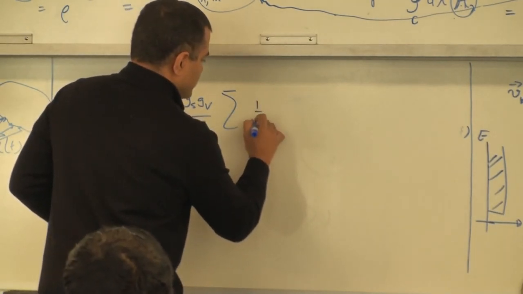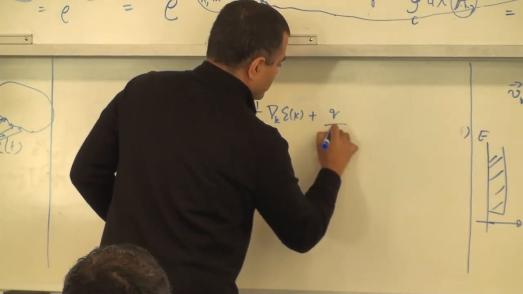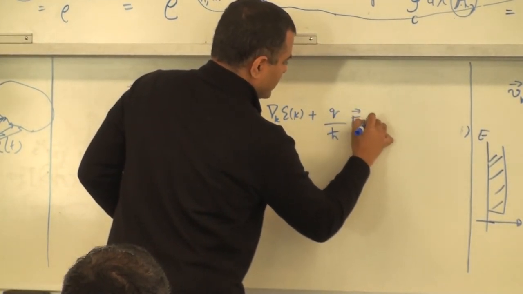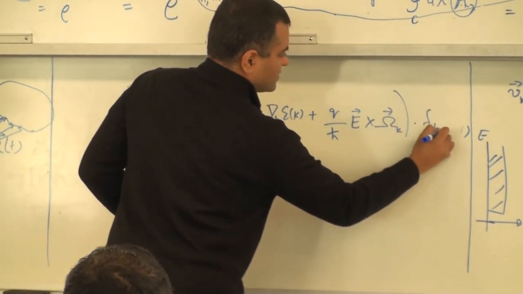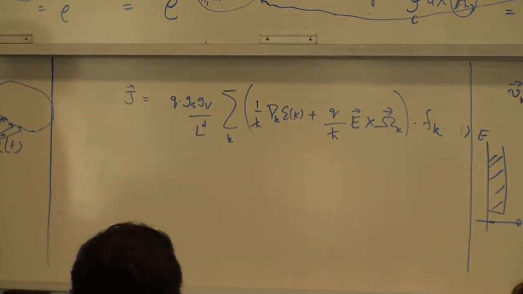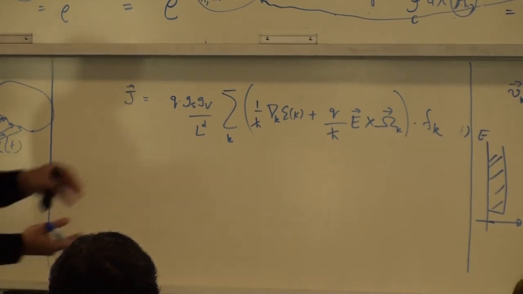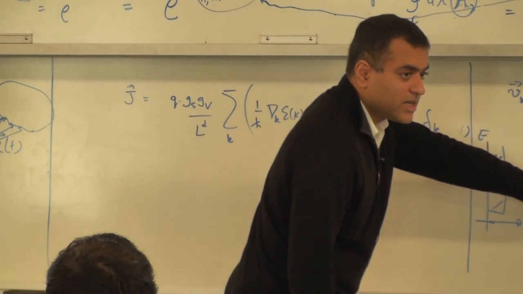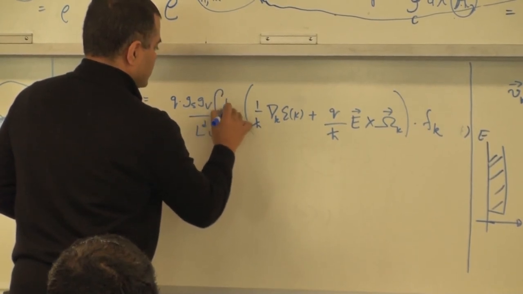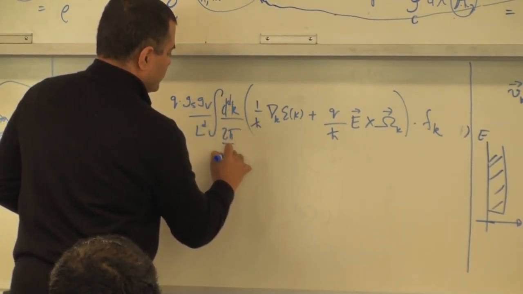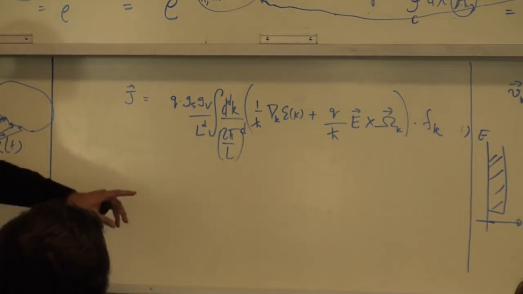Now I have 1 over h bar, gradient in k of E of k, plus electron charge over Planck's constant, electric field cross product with the Berry curvature, and we're going to sum over all k times f of k, the occupation. That's the major change now. And if I have a completely filled band, this sum goes into an integral in k space over 2 pi over L to the power d. That's the expression to calculate the current in any direction.